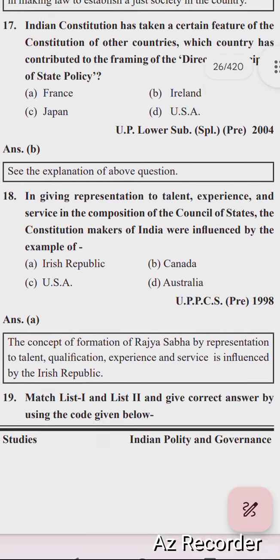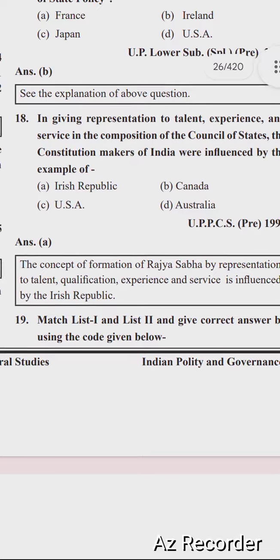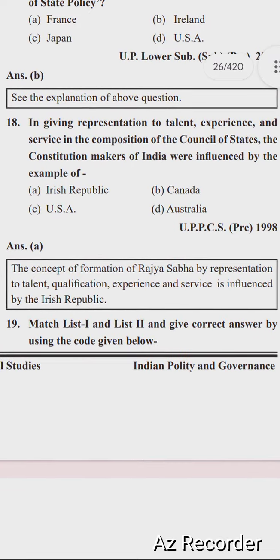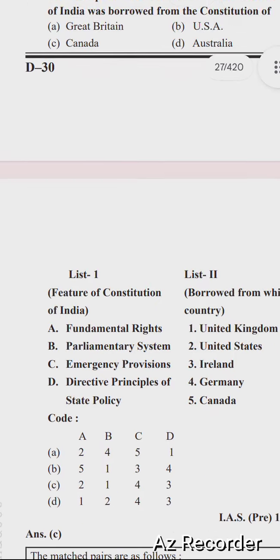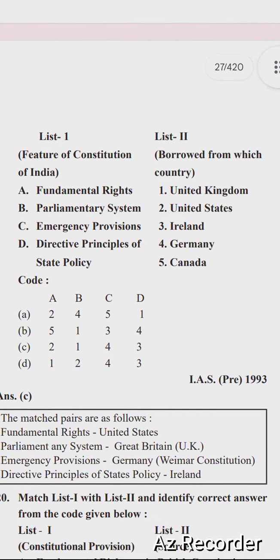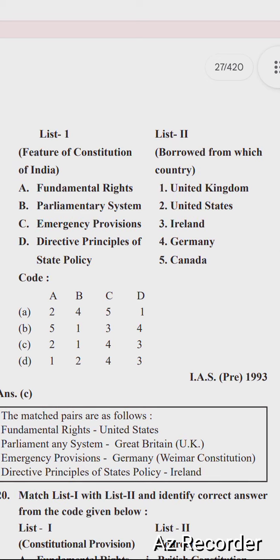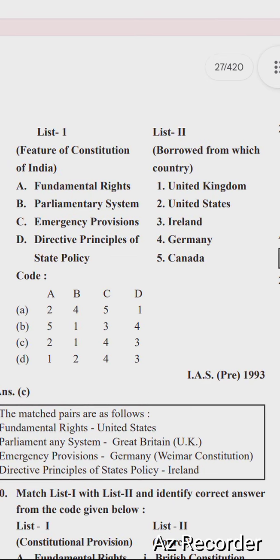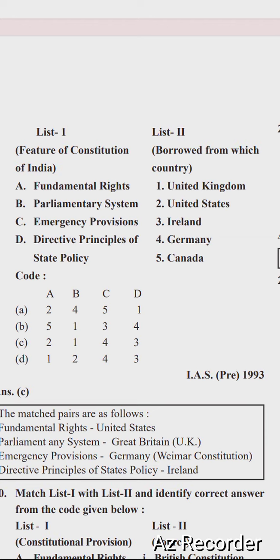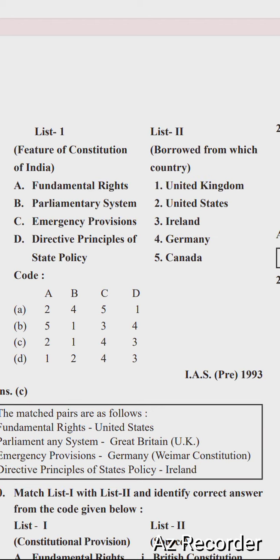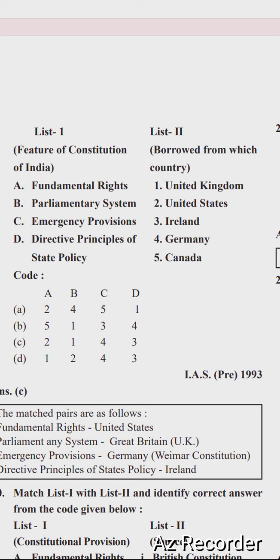Next, match list 1 and list 2 and give the correct answer by using the code given below. Features of the Constitution of India and borrowed from which country? Fundamental rights, United Kingdom; parliamentary systems, United States; emergency provisions, Ireland; directive principle of state policies, Germany and Canada. Which is the right option? Option number C.